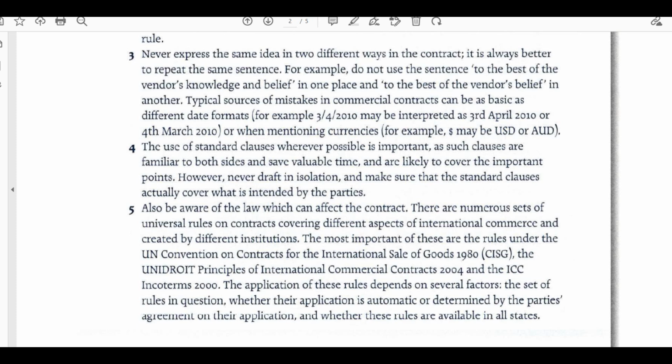There are numerous sets of universal rules on contracts covering various aspects of international commerce and created by various institutions. The most important of these are the rules under the UN Convention on Contracts for the International Sale of Goods 1980, the UNIDROIT Principles of International Commercial Contracts 2004 and the ICC Incoterms 2000. The application of these rules depends on several factors: the set of rules in question, whether their application is automatic or determined by the parties' agreement on their application, and whether these rules are available in all states.